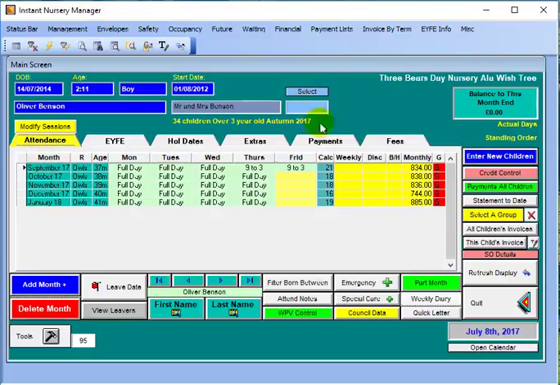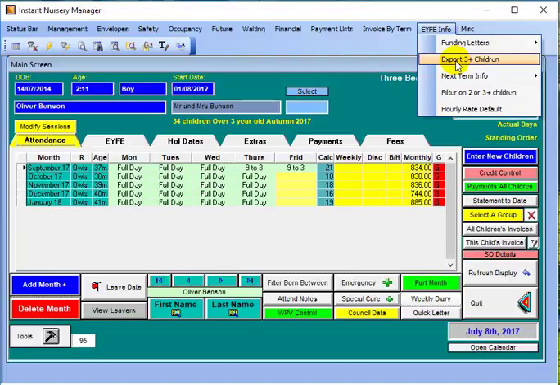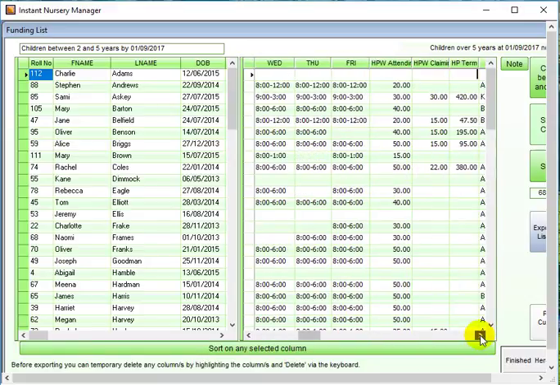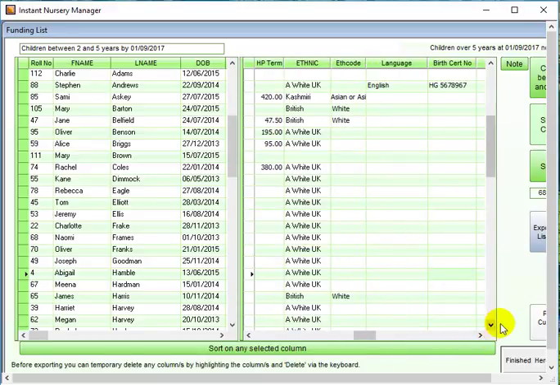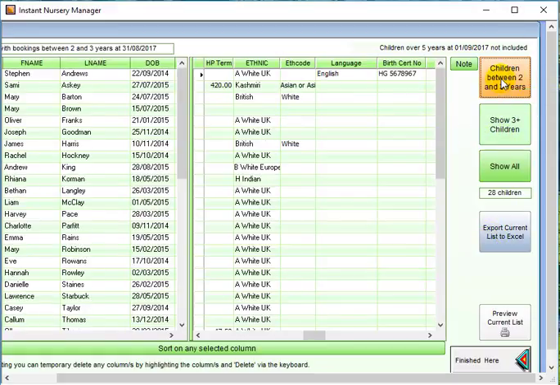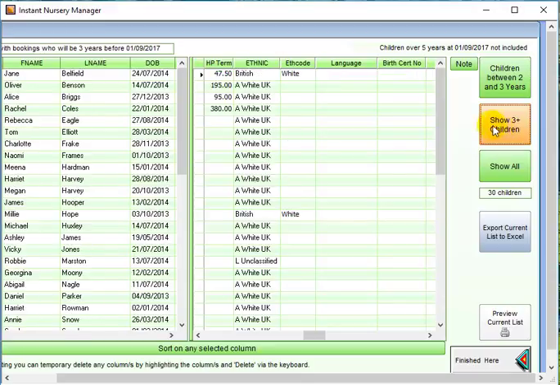You can also at any time go to the top menu here and export. You'll see here a list of all the 2 and 3 year old children, showing their bookings, their hours attending per week, hours claiming per week, and number of hours claiming per term. Along with other information. You can either print the list or export the list, and at any time, look, you can filter purely on the 2 year children or click on the 3+ children.